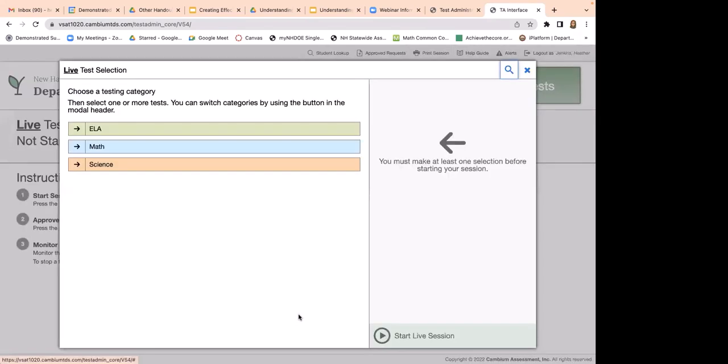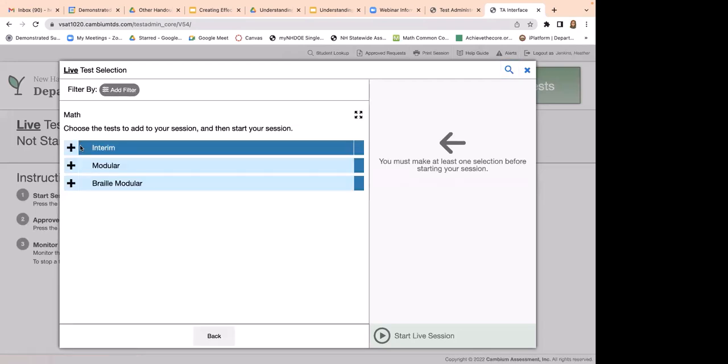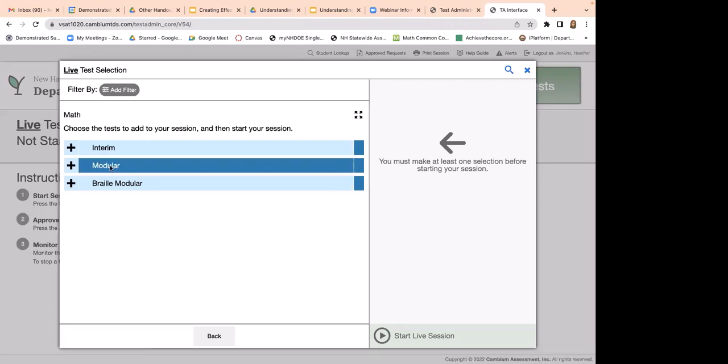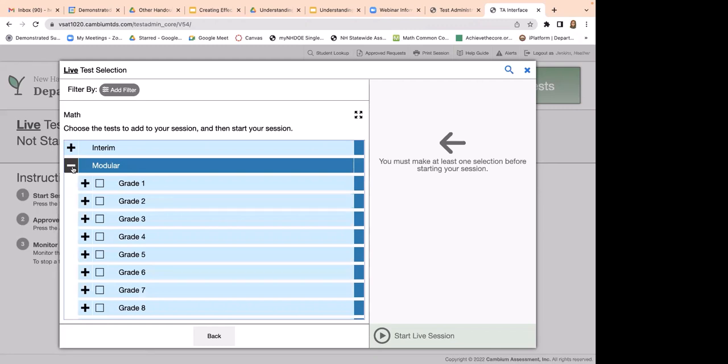It will bring you right to this screen, right? And we're going to choose math. And then you have the choice between interim modular or Braille modular. Later in the year, you will see summative show up as well. But for us, we want to choose the modulars.